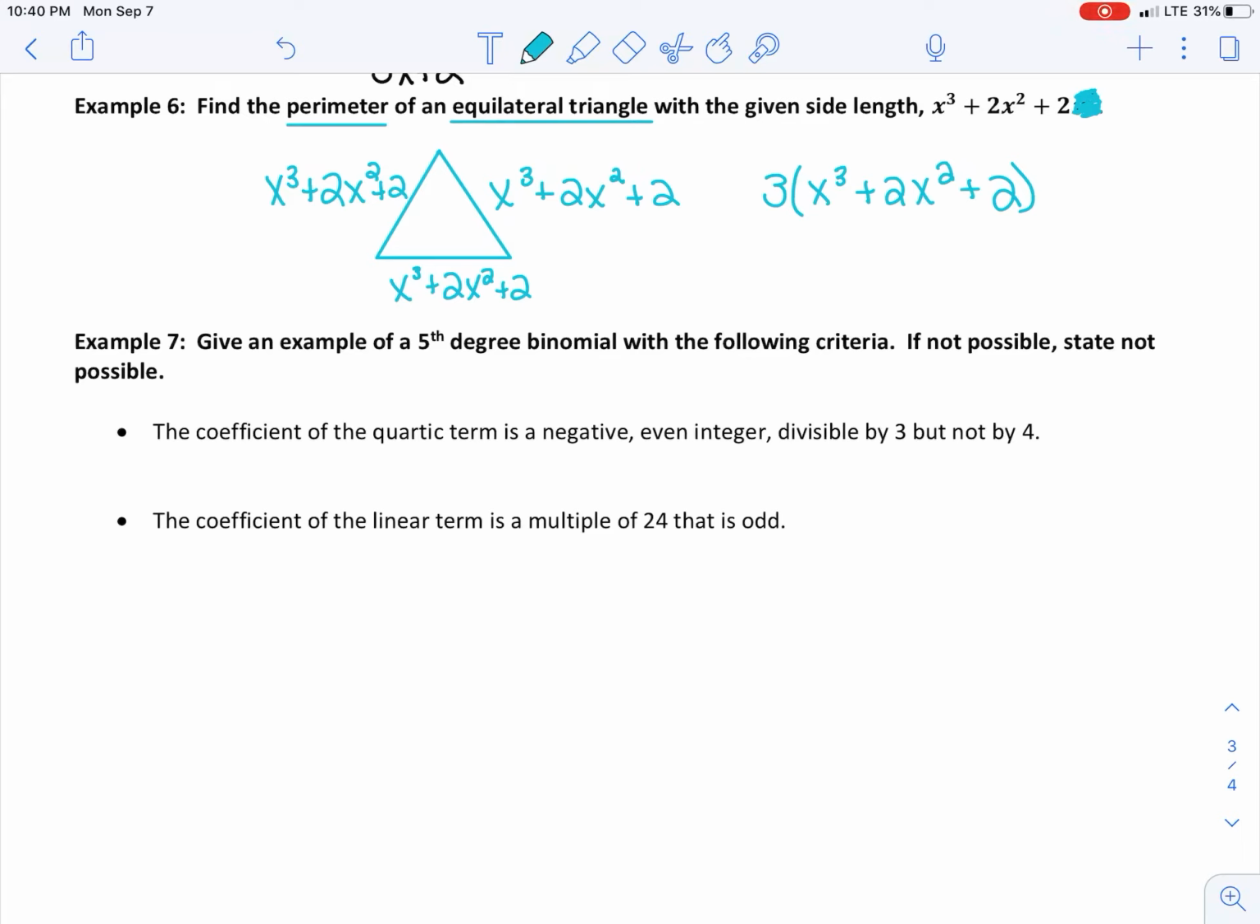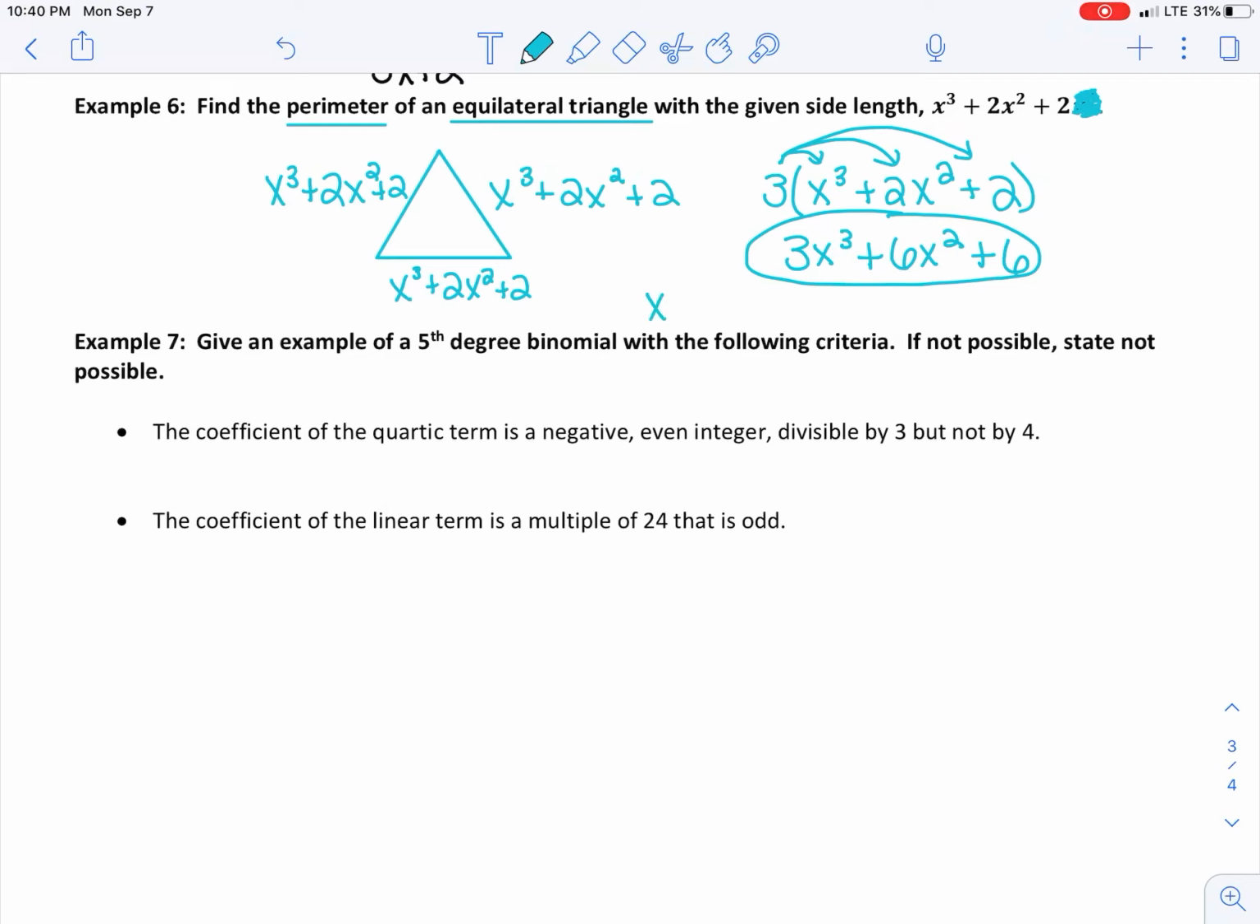Now we know how to distribute. We're going to go ahead and take that 3 and multiply it by everything inside my parentheses. So I have 3 times x to the third, which is 3x to the third. 3 times 2x squared gives me 6x squared. And 3 times 2 is going to give me 6. Okay, this right here, I'm done. This is my simplified perimeter of my equilateral triangle.